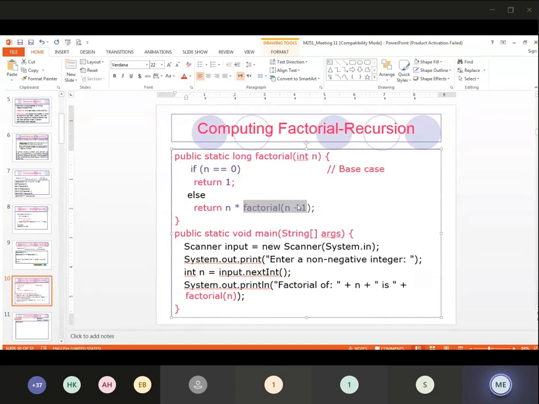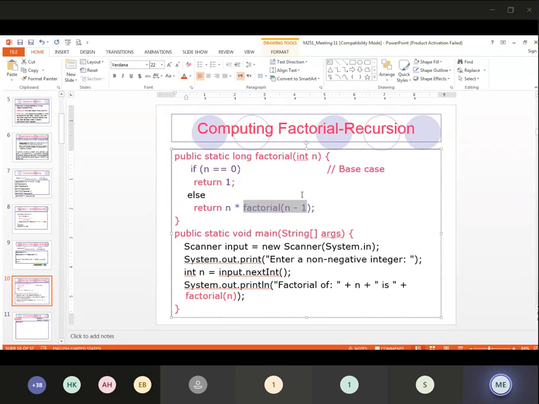Invoke myself again, 2. Is 2 equal 0? No. So else 2 multiplied by factorial 1. So invoking myself again, 1. N is equal 1. Is 1 equal 0? No. So it will be 1 multiplied by factorial 0. Invoke myself again. N is equal 0. If n is equal 0, yes, أخيراً, this is the termination point. This is the base point here. So I'm going to return 1.